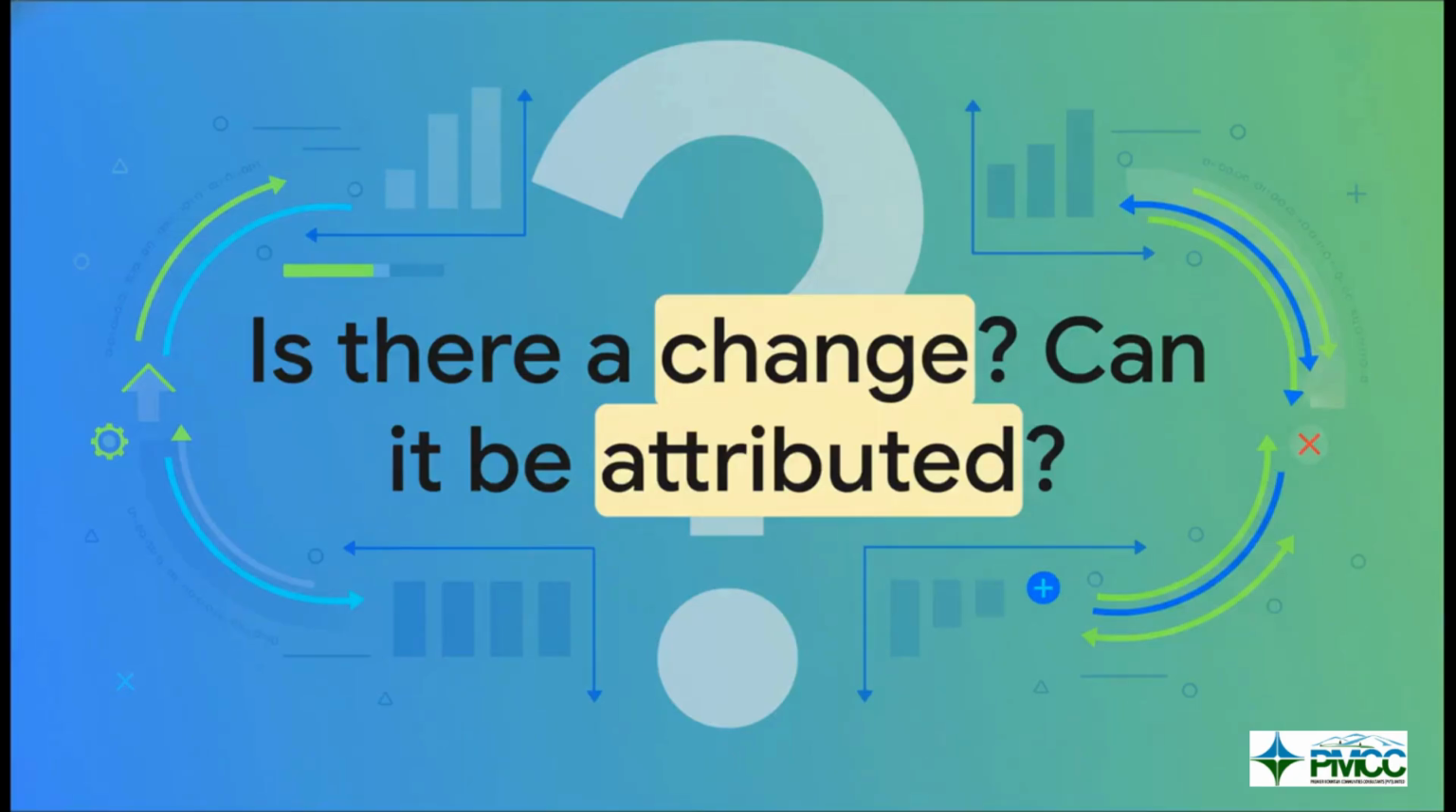Because of that, every robust evaluation basically has to answer two fundamental questions. First, is there a change? And second, can this change be attributed to the program? Now, to answer that second question, we have to find what statisticians call a counterfactual. Basically, we need to know what would have happened to these exact same people if your project had never existed.